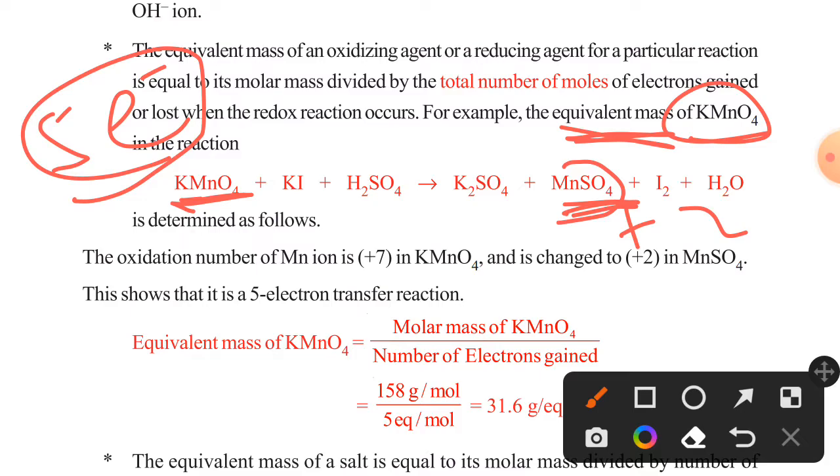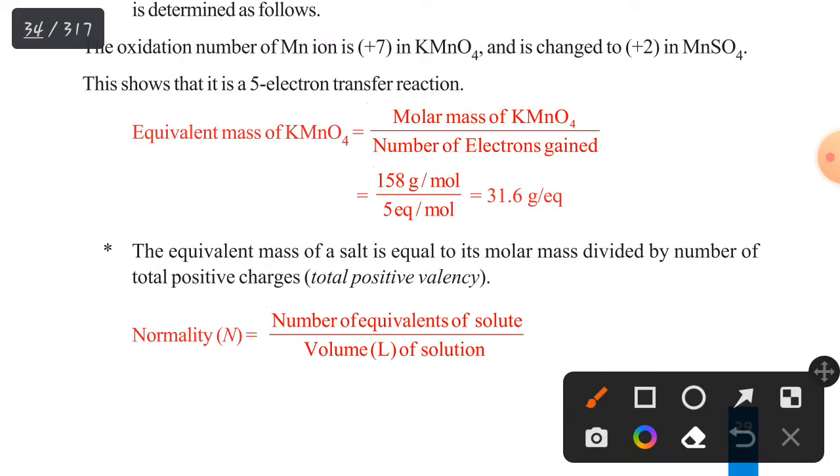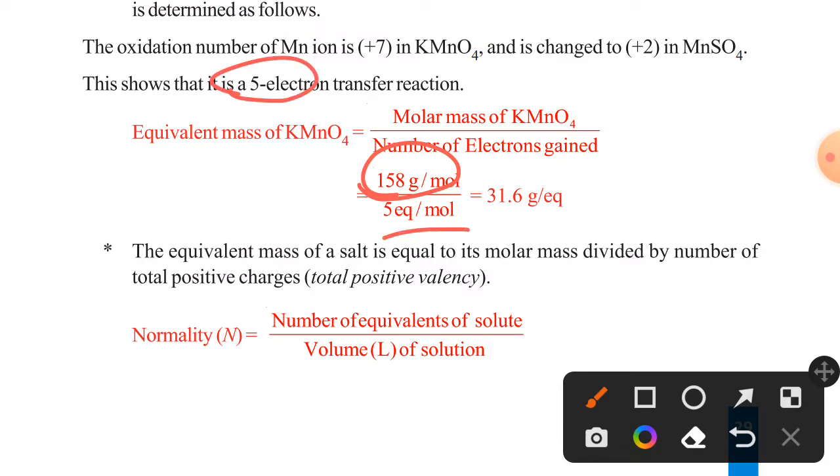Equivalent mass of permanganate solution is the molar mass of permanganate over the number of electrons gained. The molar mass, check it from your periodic table, is around 158 gram per mole. The number of electrons gained is 5, so we get 31.6 gram per equivalent.